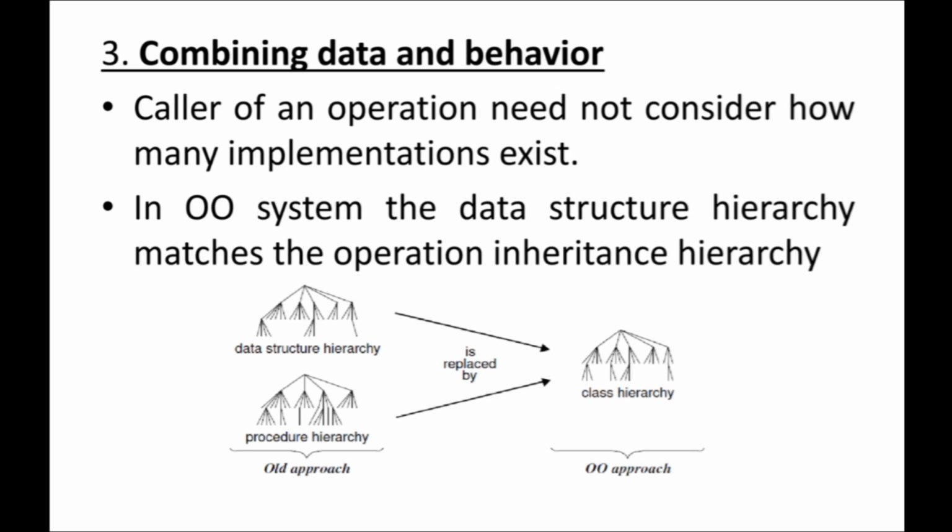Class hierarchy: the data structure hierarchy and procedure hierarchy is replaced by a class hierarchy. A class contains data and also methods, the behavior. For example, in C programming the function is separate and the data is declared separately, but in a class both the method or function and the data are combined.